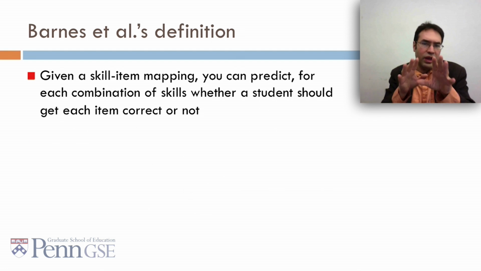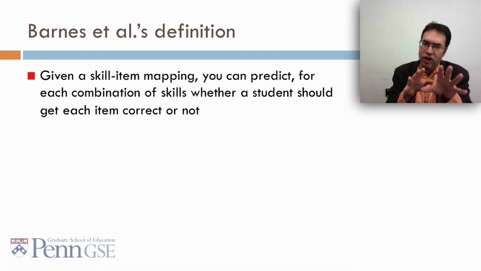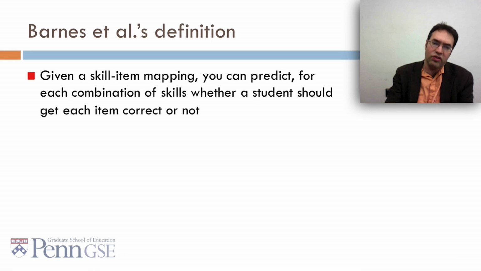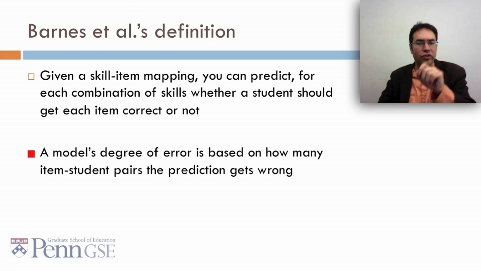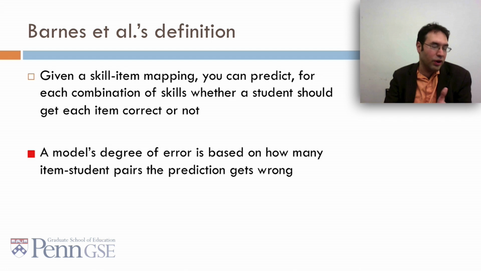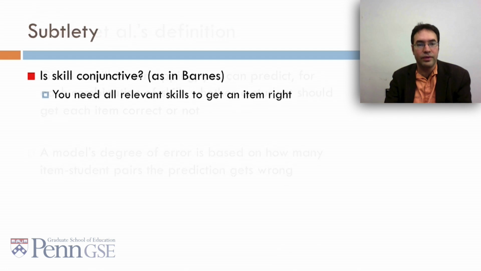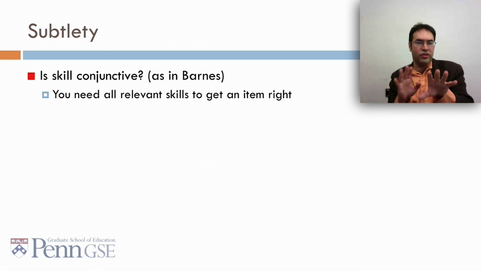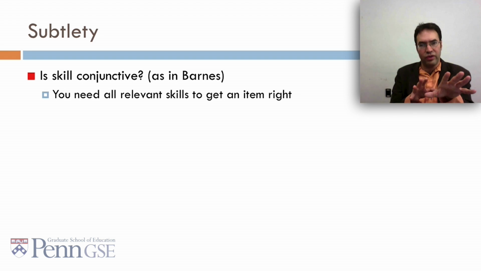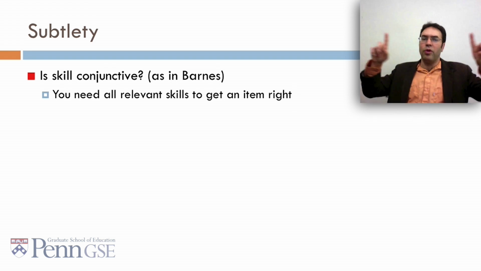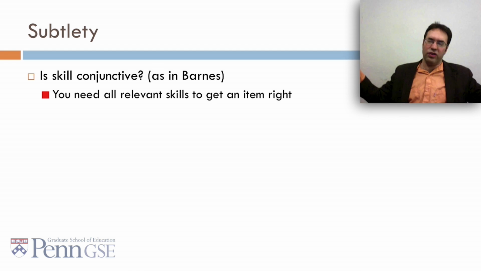To put it another way, given a skill item mapping, you can predict for each combination of skills whether a student should get each item correct or not. And a model's degree of error is based on how many item student pairs the prediction gets wrong. So there's a subtlety. Is the skill conjunctive, as in Barnes, which means if an item has multiple skills, you need every relevant skill to get an item right.